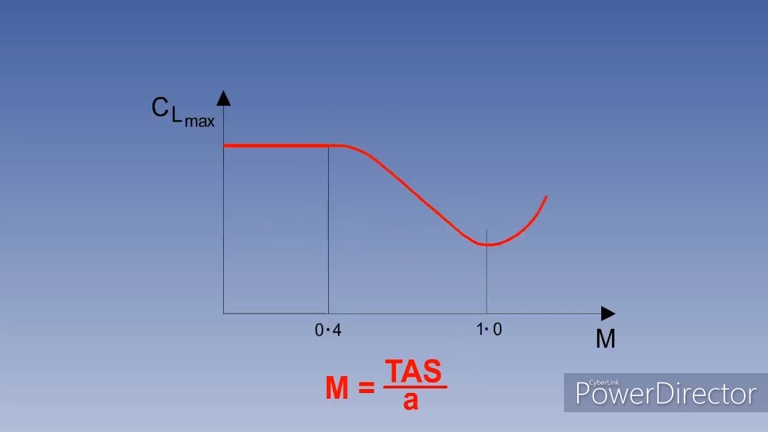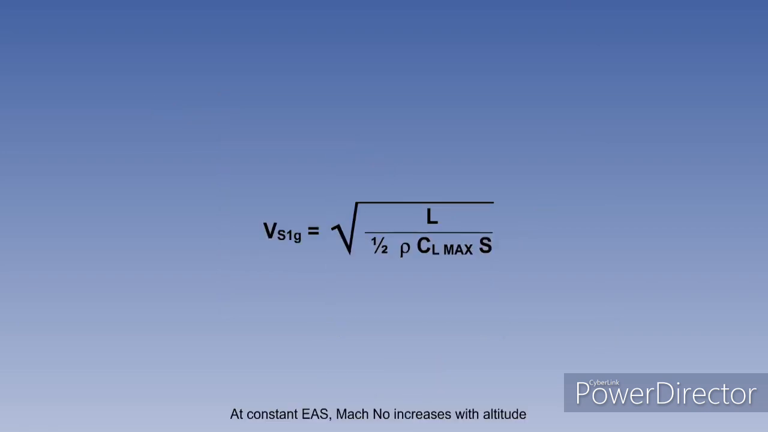At a constant EAS, TAS will increase. Also, outside air temperature, or OAT, drops with increasing altitude, causing the local speed of sound to decrease. Mach number is proportional to TAS and inversely proportional to the local speed of sound, or A. As an equation, M equals TAS over A. At a constant EAS, Mach number will increase with altitude.